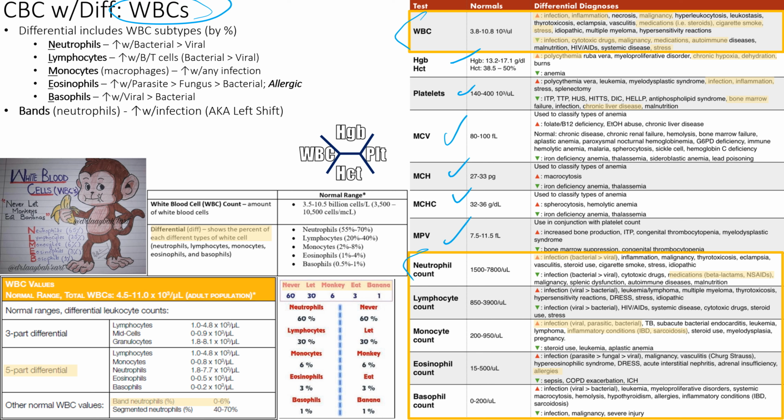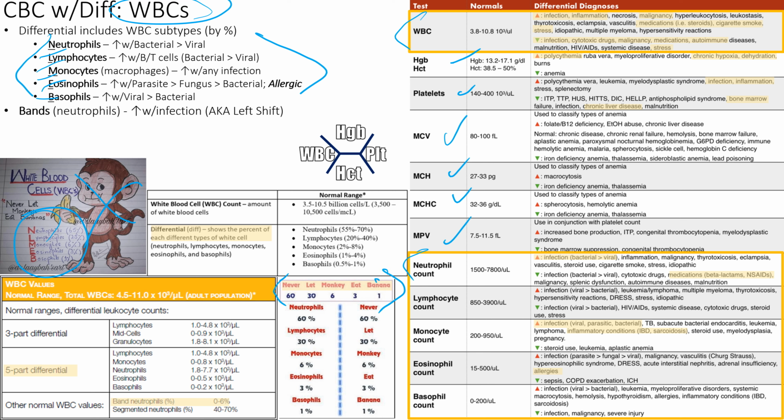But now we're looking at the other pieces, right? What is the mnemonic? It's NLMEB, never let monkeys eat bananas, right? It's like never, no, stop it, right? So never let monkeys eat bananas. Neutrophils are in the highest amount. And the nice thing is that this mnemonic is also equivalent to the percentage of what it should be, right?